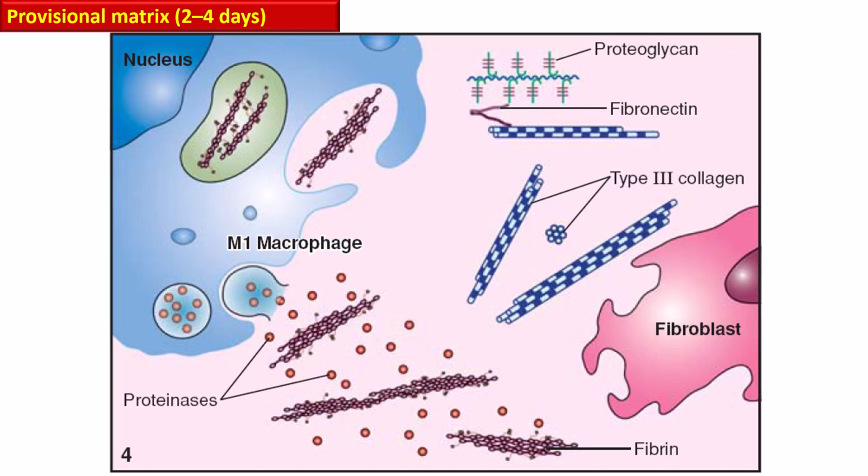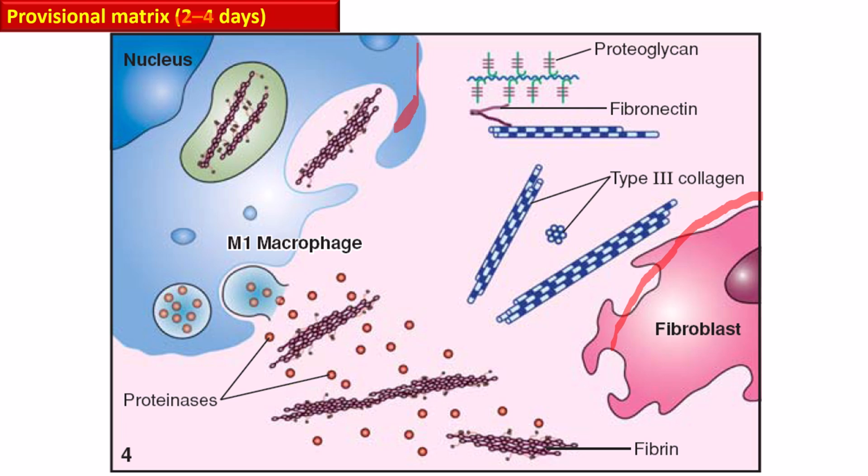So this diagram is illustrating the early phase of the wound repair, that is the extracellular matrix deposition, that early provisional matrix deposition that happens between the days 2 to 4. And here there is a macrophage present, and simultaneously a fibroblast is also working. So there is active involvement of the M1 macrophage and fibroblast.